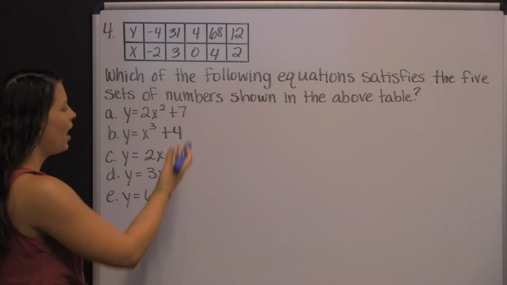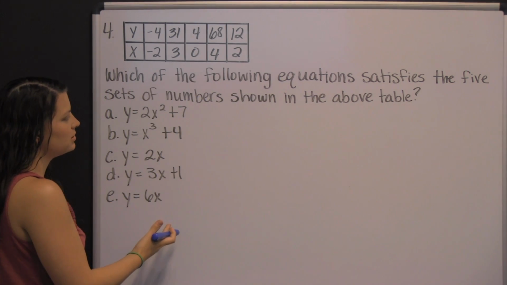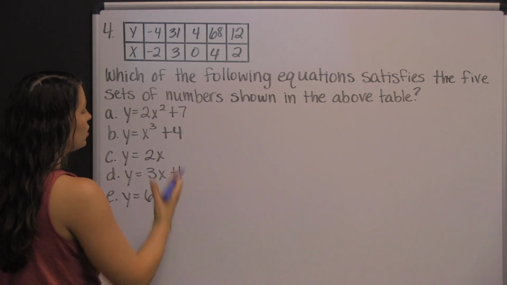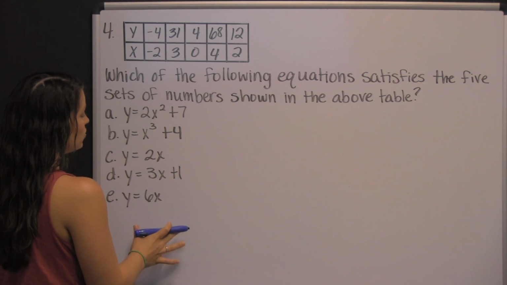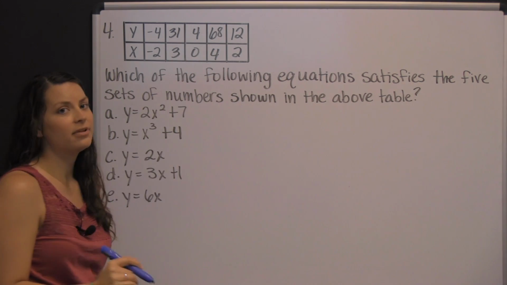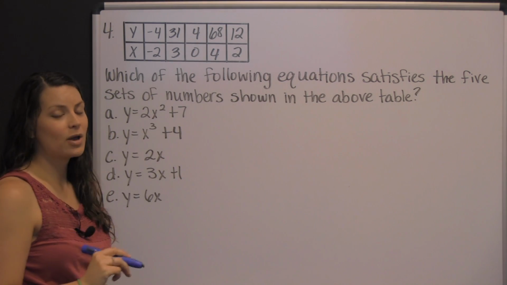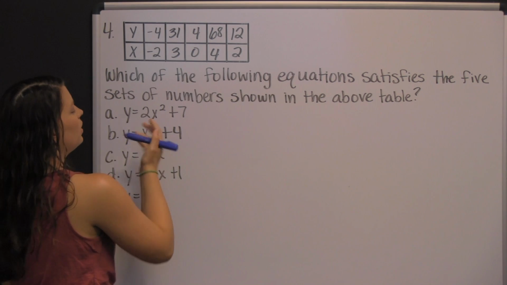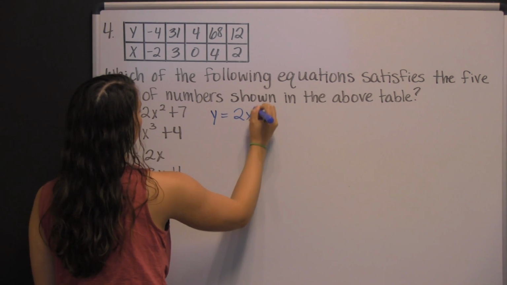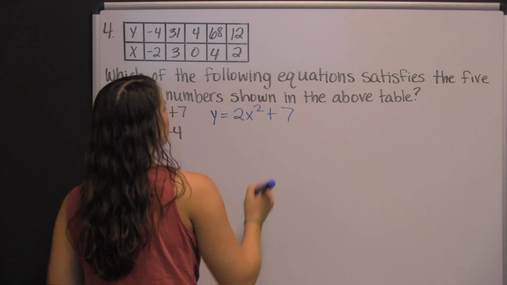Luckily though, you have options. Since you have multiple choice options, you can use these answer choices to test them against your table of values. That's the way we're going to approach this problem. Let's start with the first answer. Y equals 2x squared plus 7.